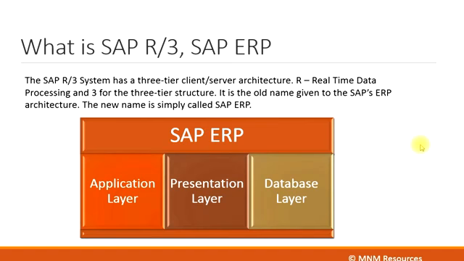So what do these 3 layers do? Let's start off with the presentation layer. That's the SAP screen which you log into. It's called the SAP GUI, standing for Graphical User Interface. So it presents to the customer or the client, and that's the screen which you use to do all your transactions. The main graphical user interface screen. That's called the presentation layer.